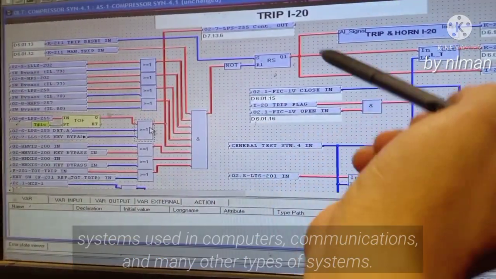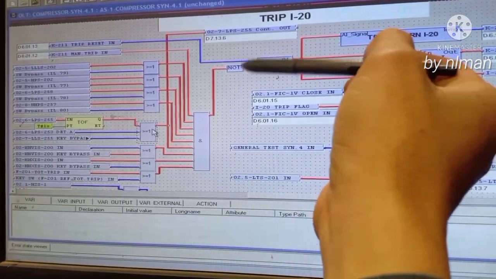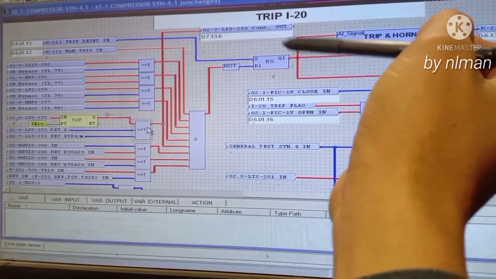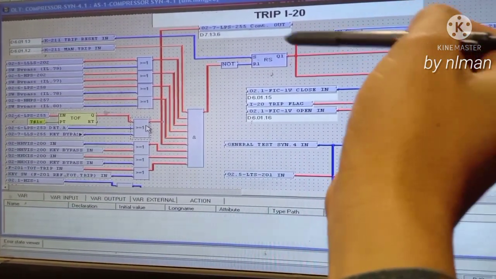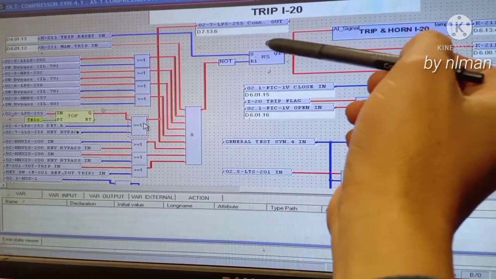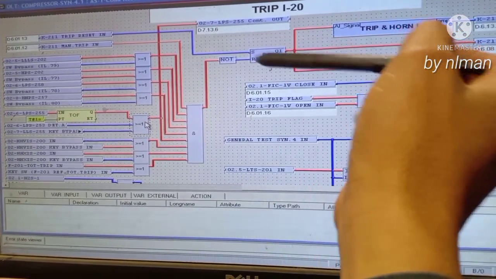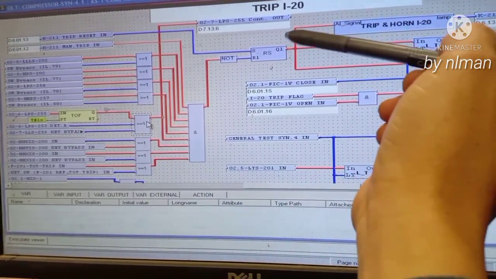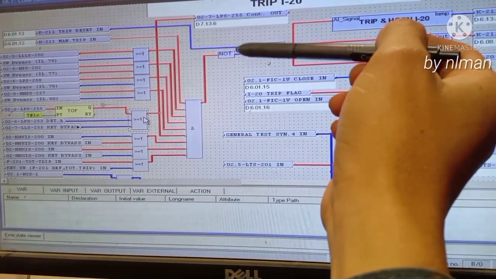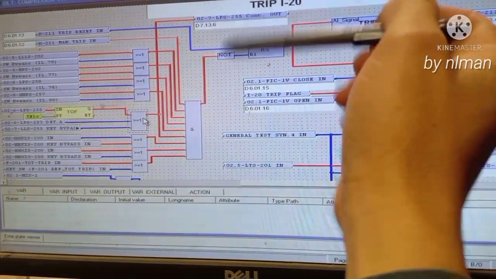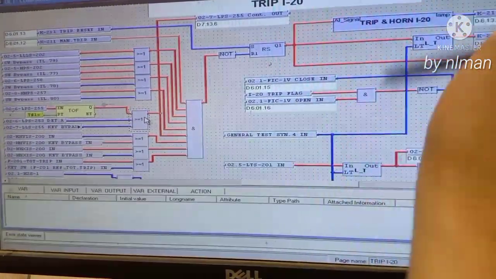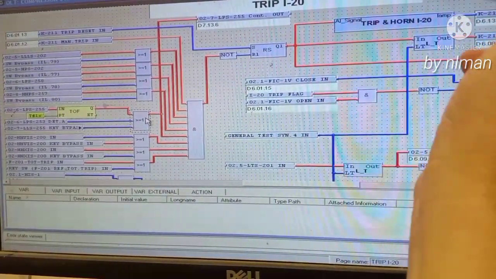Everyone, so today we are going to discuss this flip-flop. This is a set and reset flip-flop. First we will discuss how this one works. As you can see, this one is 0 and 0. This is normal, so it means everything is normal here. The plant is running normal.